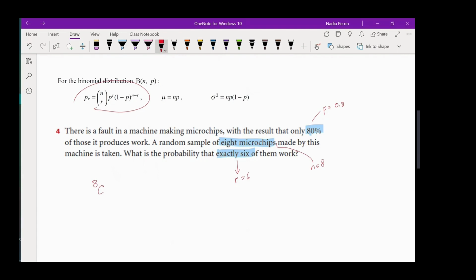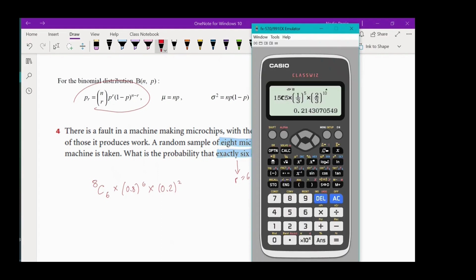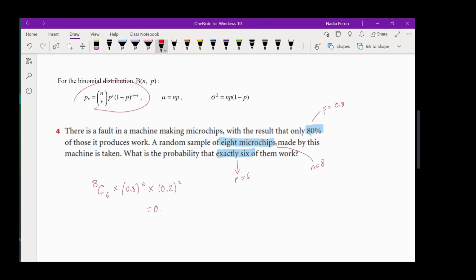So again, you're going to just be plugging it into this formula. So 8C6 is our NCR, times by the probability of 0.8 to the power of 6, times by the probability of them not working to the power of 2. And again, you just chuck that in your calculator. 8C6 times 0.8 to the power of 6 and 0.2 to the power of 2. You'll know whether you've got it wrong if it's a number over 1.